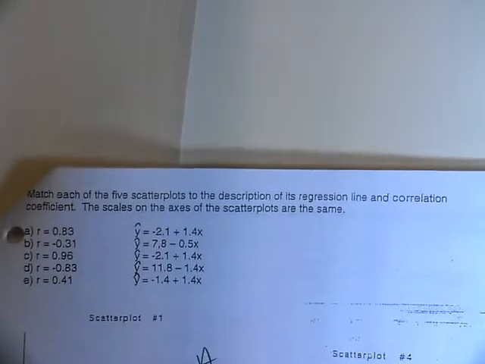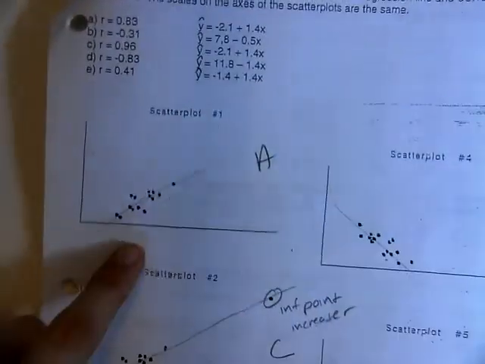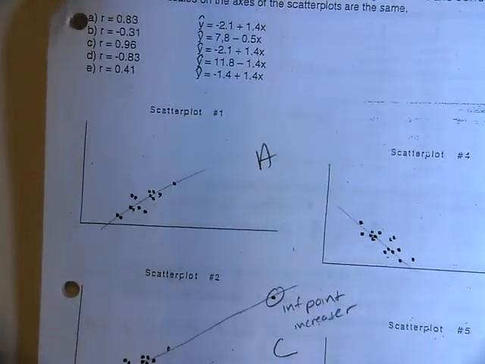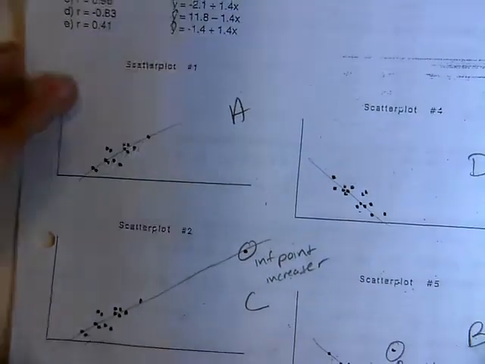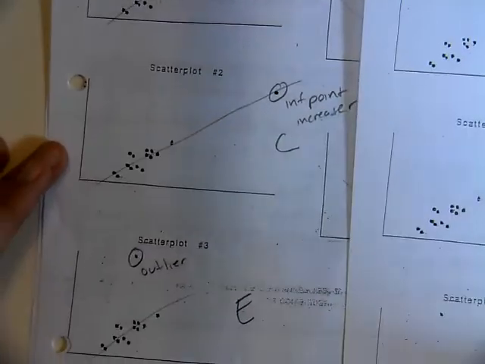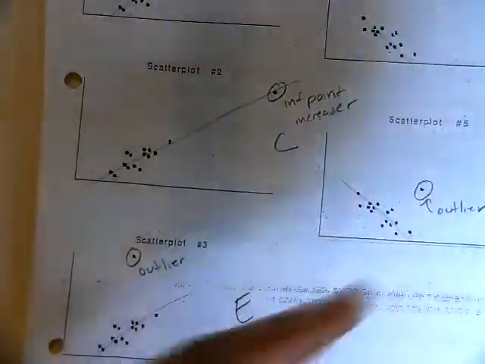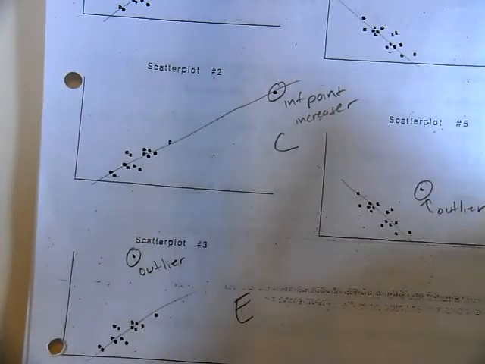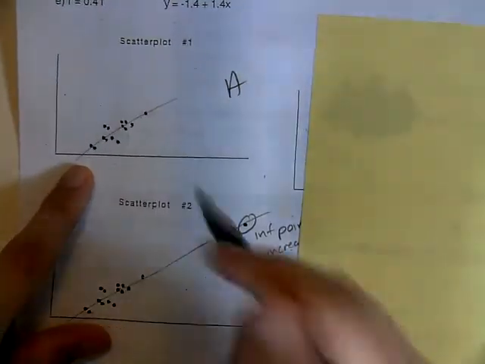So here are the answers. I'm going to kind of explain them a little bit. So really what you should think about is looking at scatterplot 1, 2, 3 as their own and scatterplot 4, 5. Because 1, 2, 3, they're all positive. So you're going to be working with A, C, and E. So with scatterplot number 1, it goes with just A.